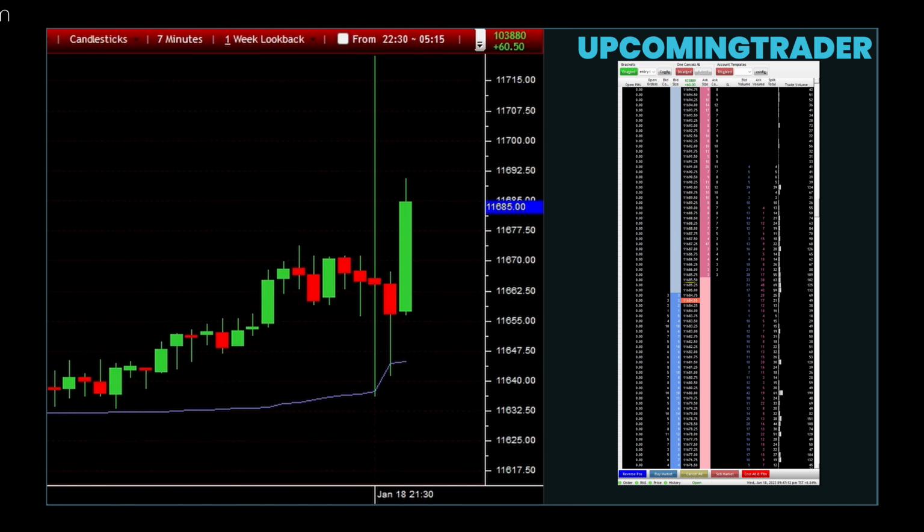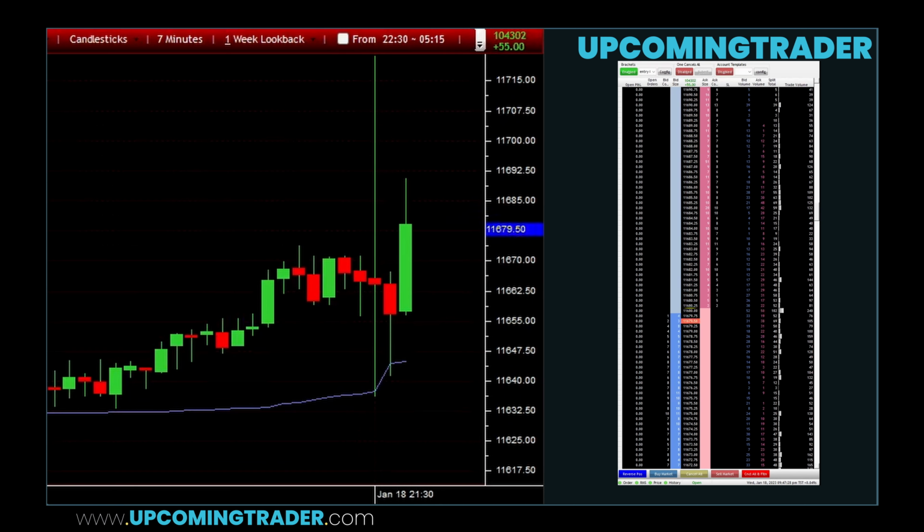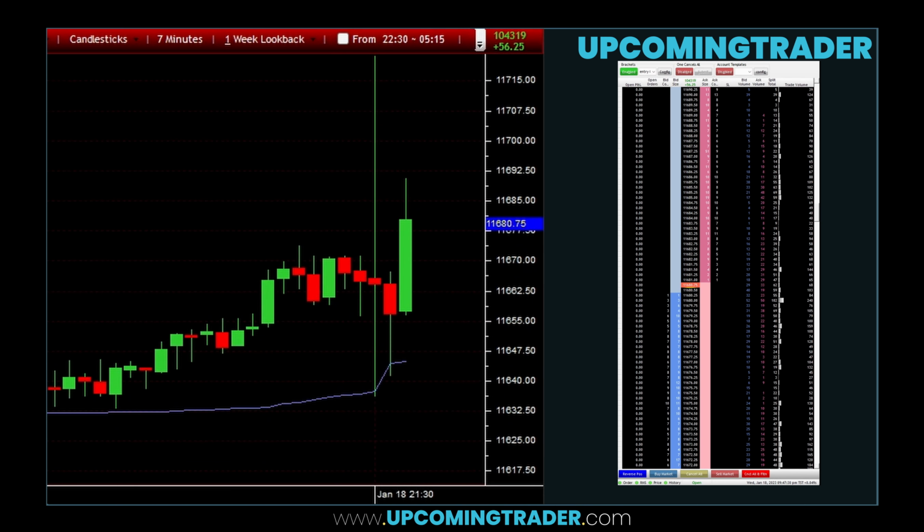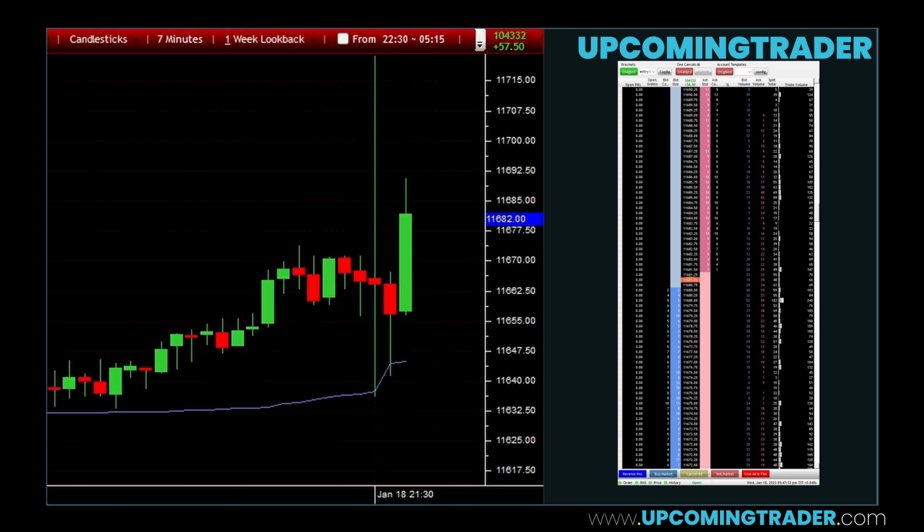Now, a quick word about risk management when trading with volume. It is important to use volume levels when setting your stop losses. For example, if you are trading a breakout and there is a volume spike, place your stop just below the breakout level. This way, if the breakout fails, you have some protection.